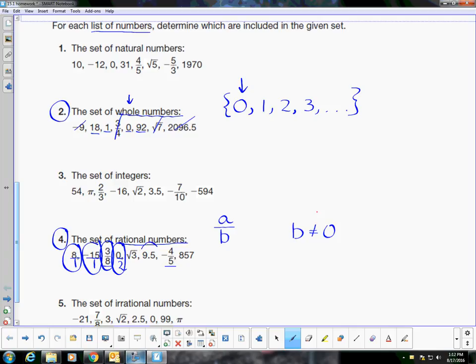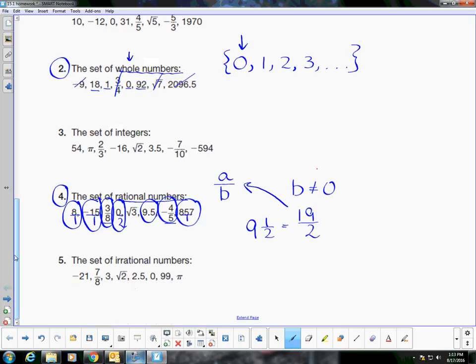9.5 is a rational number. If I write 9.5 as 9 1/2, that's the same as 2 times 9 is 18, plus 1 more is 19 divided by 2. So 19 divided by 2 is a rational number. It can be written in terms of A over B. Negative 4/5 and 857 divided by 1 is also rational. So the only one there that's not rational is radical 3. That's an irrational number. It's a non-perfect square.